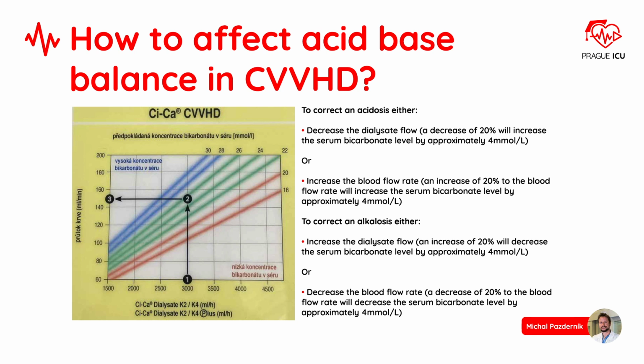How can we affect acid-base balance in CVVHD? The horizontal axis represents dialysate flow in milliliters per hour. The vertical axis represents blood flow in milliliters per minute. The numbers from 30 to 18 represent expected concentration of bicarbonate in serum in millimoles per liter. To correct an acidosis, we can either decrease the dialysate flow or increase the blood flow rate. Whereas in patients in alkalosis, we can either increase the dialysate flow or decrease the blood flow rate.